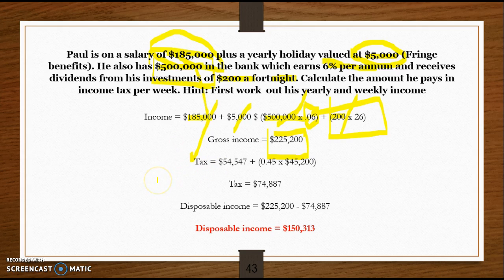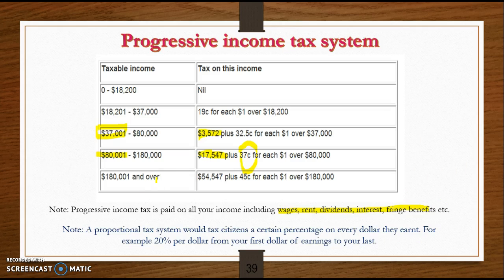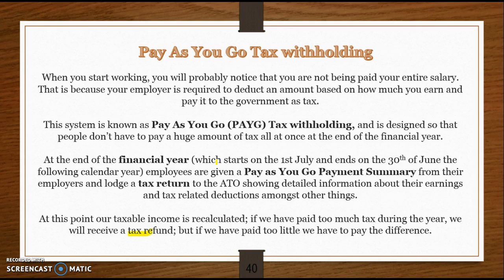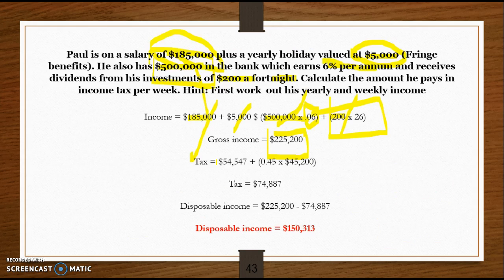Then to work out his tax, if you go back to your tax brackets, if you earn $180,000, you'll pay $54,547 in tax. So what you will do is you will put that $54,547. Then we add 45 cents per dollar, because that's what you pay in this tax bracket, times by the $45,200 that he earns above $180,000. So his total tax ends up being $74,887, which gives him a disposable income of $150,313.